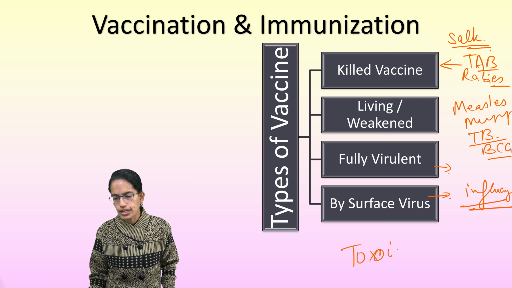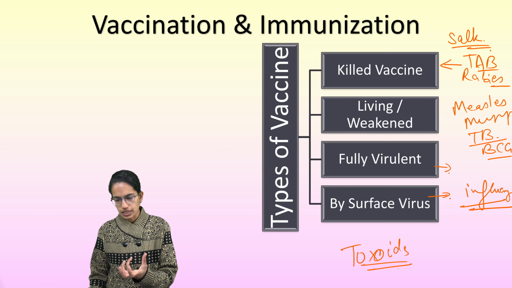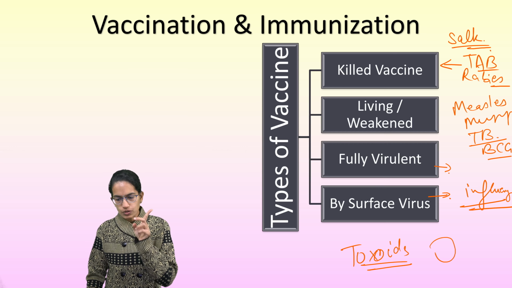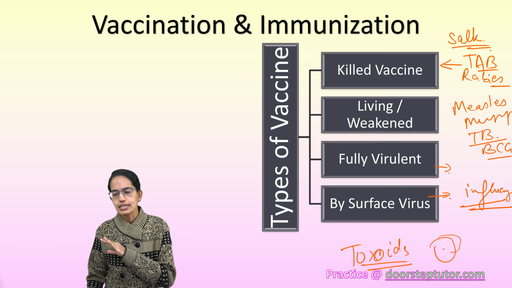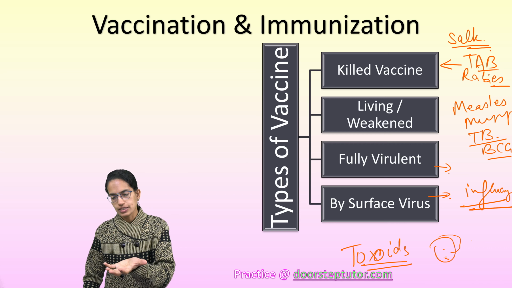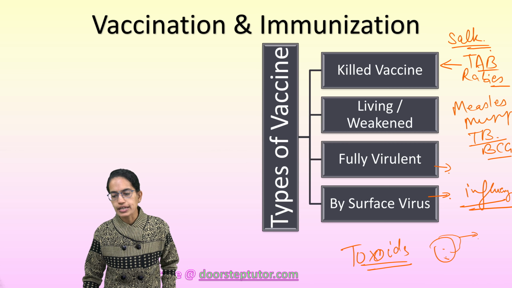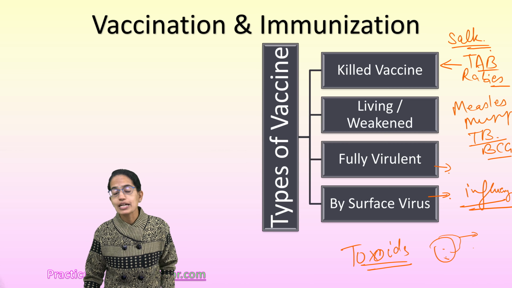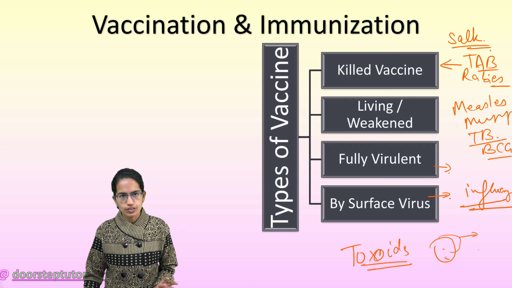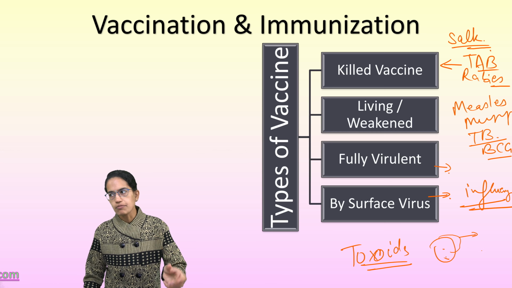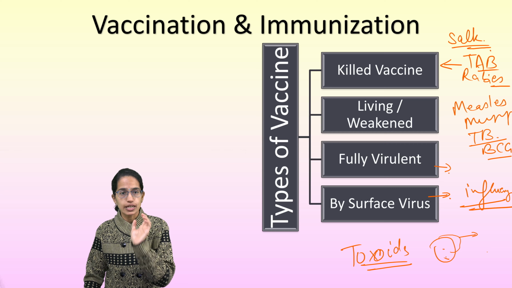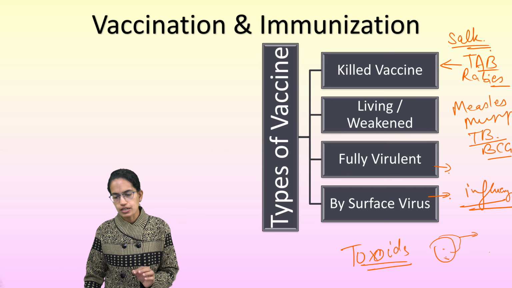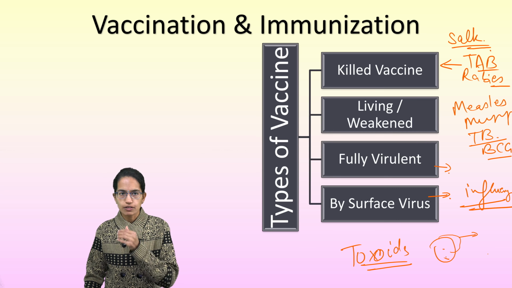Toxoids are actually the elements which are killed, and they create a coat, and this coat acts as a surface one for the others and prevents the infection from entering. A good example of toxoids is tetanus toxoid, TT as it is called. So the tetanus vaccine comes as tetanus toxoid, TT, and then we have diphtheria toxoids. So these two are given in the form of toxoid.